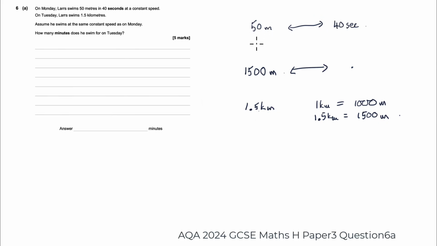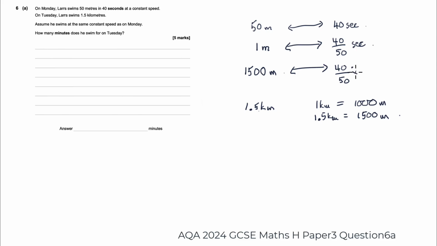So we can work out how long it takes him to swim 1 metre. And that would be dividing this by 50, taking a 50th of it. So we'd have to do the same to the 40 seconds. So whatever that comes to, that's the number of seconds it takes to swim 1 metre. And then we can move on to this 1,500 metres, because that would be 1,500 times what he's just swam 1 metre in this number of seconds. So we would multiply both of these numbers by 1,500.